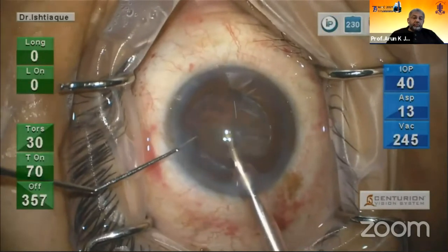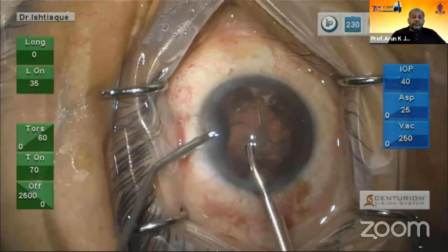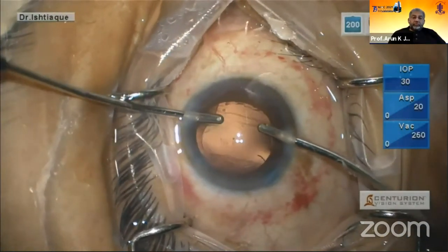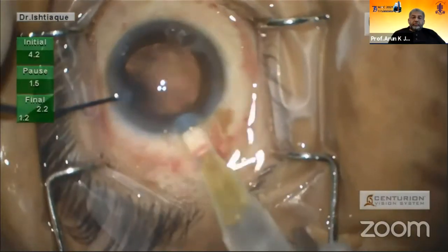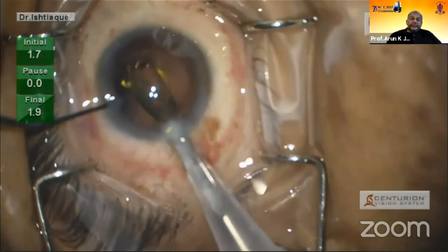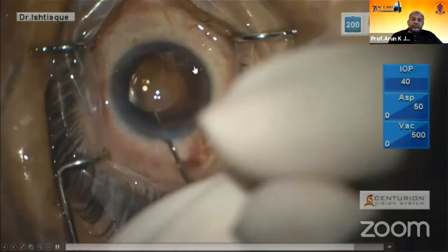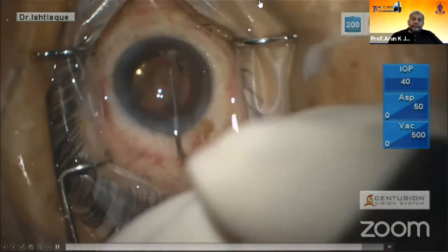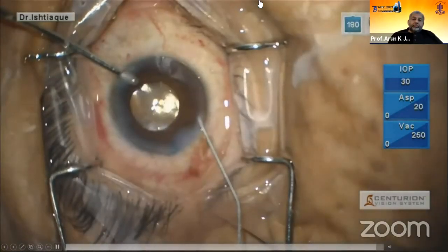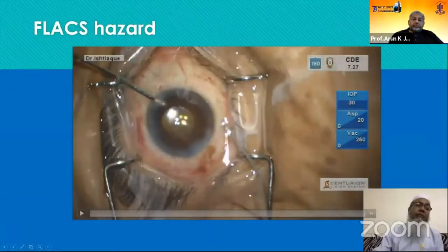Gently, one after one, the fragments were cleared, and after removing the nuclear fragments, viscoelastic was injected. Using bimanual IA, the cortical cleaning was done, and the IOL was implanted in the bag, and it was possible to maintain the IOL in the bag. Viscoelastic was cleared, wound hydration done, and the eye was closed normally.